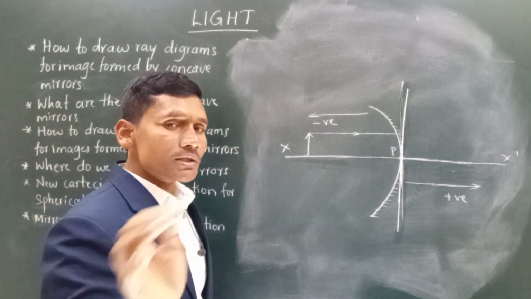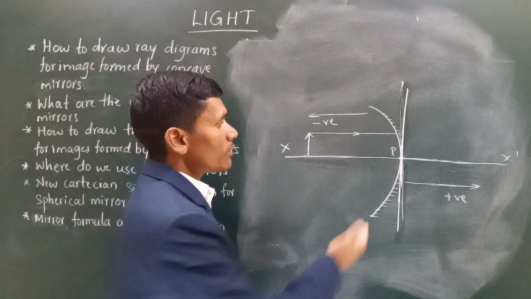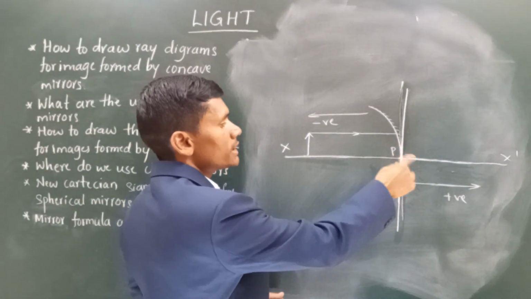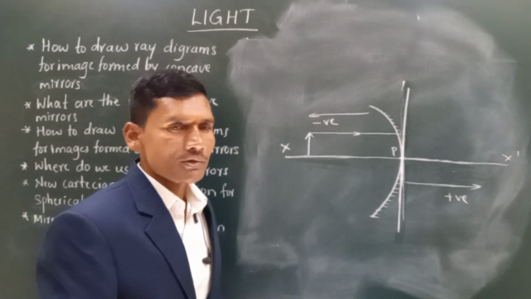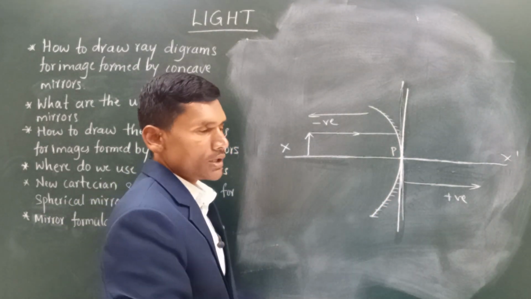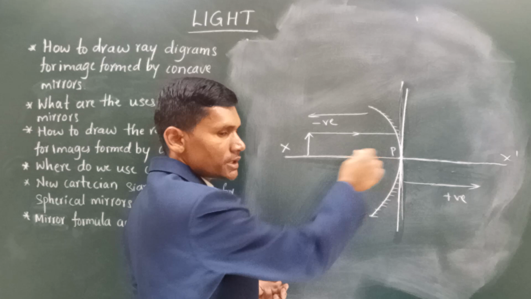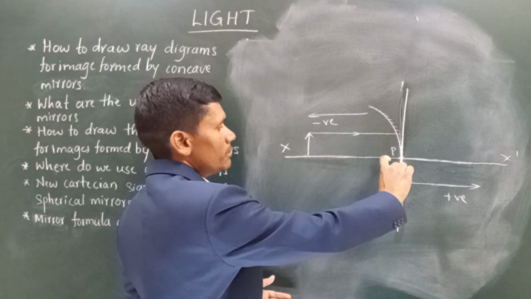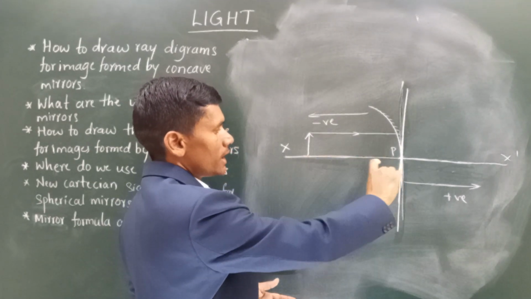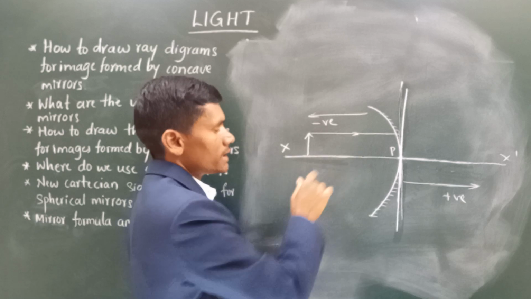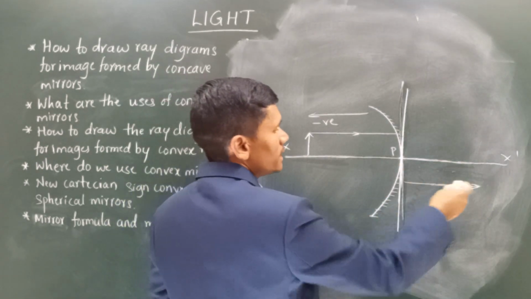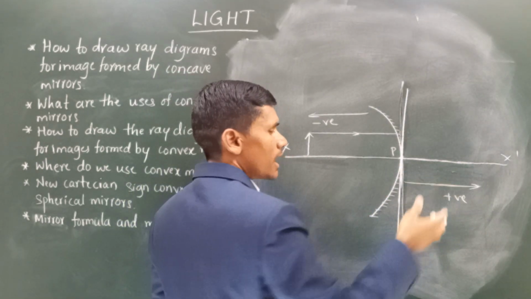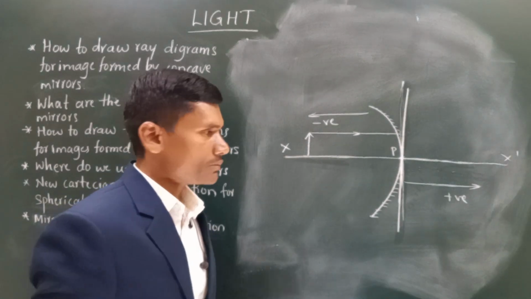These distances are always measured from the pole of the mirror, because the pole is considered as the origin. From this only the distances are measured. How are they measured? Parallel to the principal axis, if they are measured to the left, they are taken as negative. If they are measured to the right, they are taken as positive values, exactly the same as in a graph.